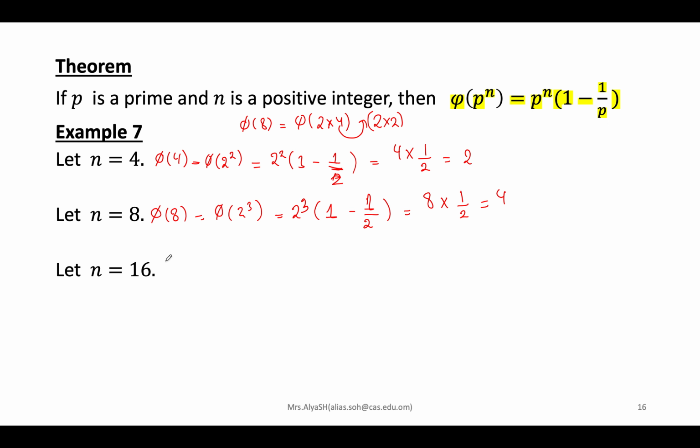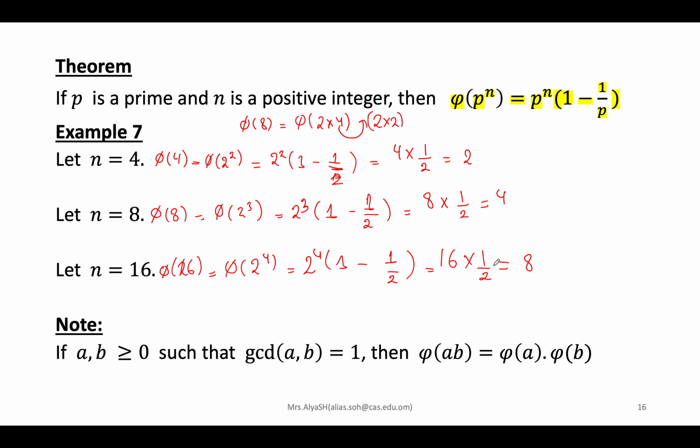Let's suppose we got 16. Phi 16 equals phi of 2 to the power 4, and this is equal to 2 to the power 4 times (1 minus 1 over 2). And here we got that 2 to the power 4 is 16 times half. We got that the result is 8.